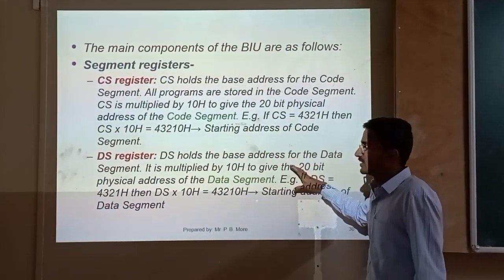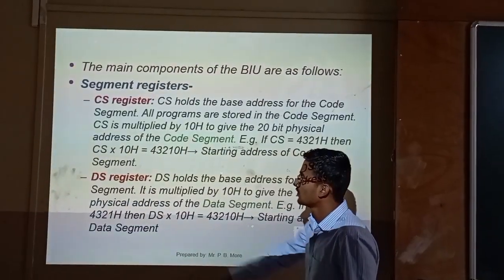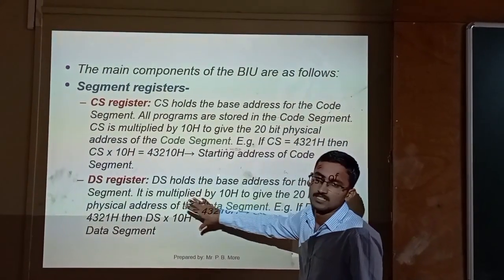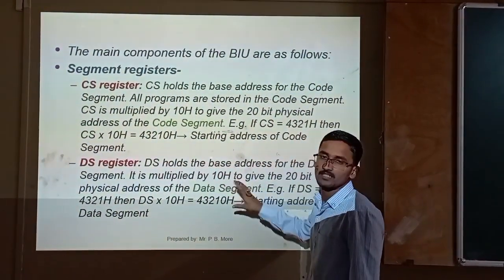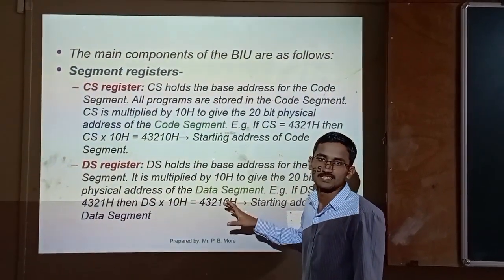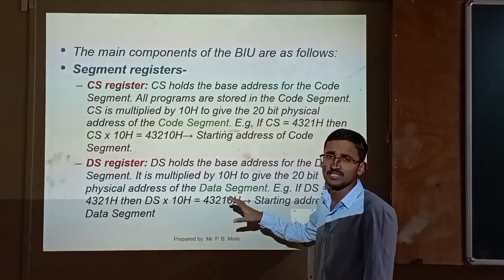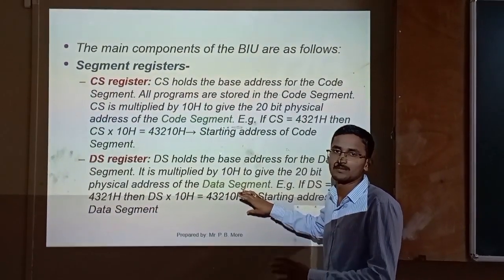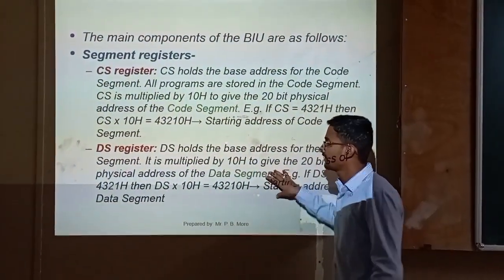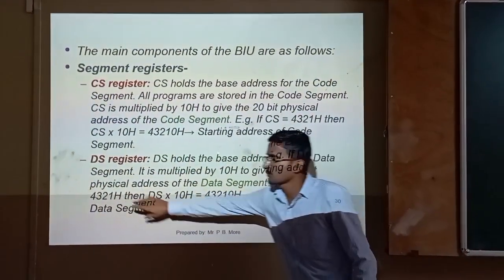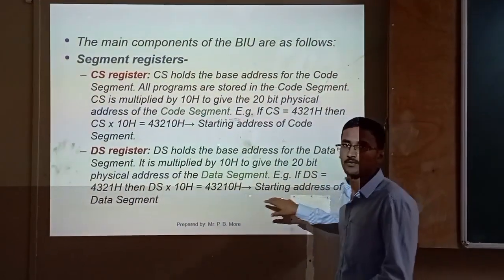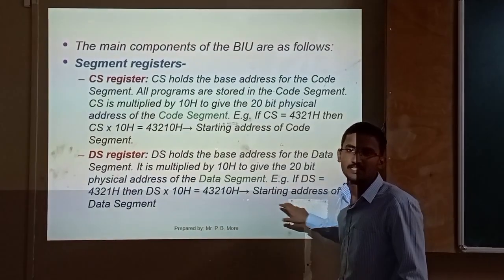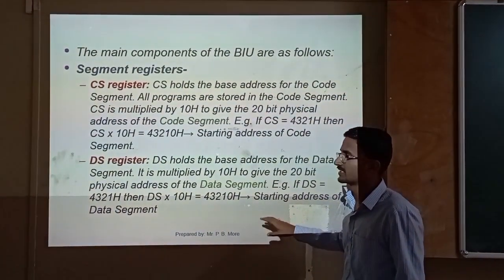Now we will see the next segment, that is the data segment register. It is the second part of the register. The data segment holds the address of the data segment, and it is multiplied in the same way. It is multiplied with 10h, as we have taken an example of the address as 4321h, and it is appended with 10h to obtain 43210h. It is the starting address of the data segment.